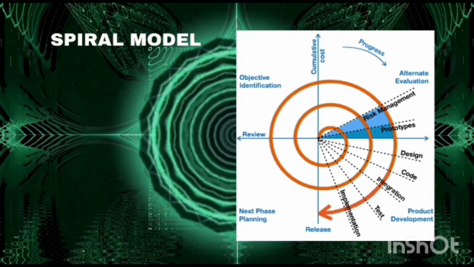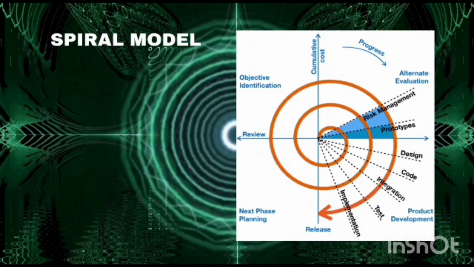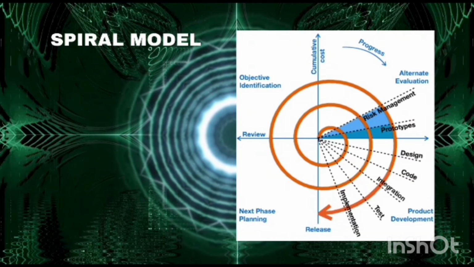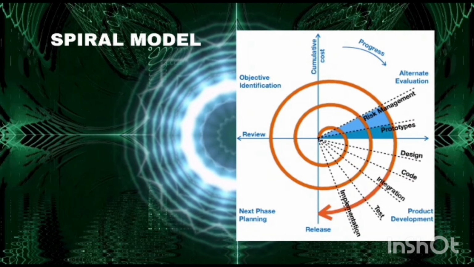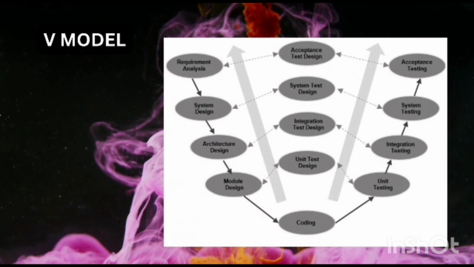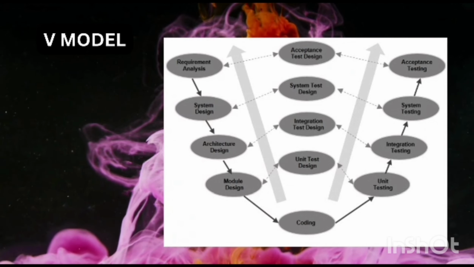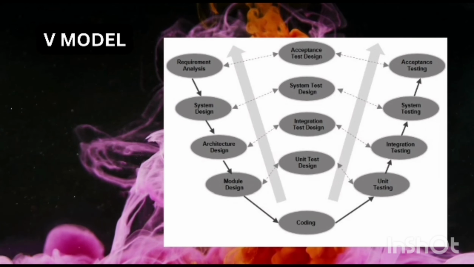Based on the customer evaluation, the software development process enters the next iteration and subsequently follows the linear approach to implement the feedback suggested by the customer. The process of iterations along the spiral continues throughout the life of the software.